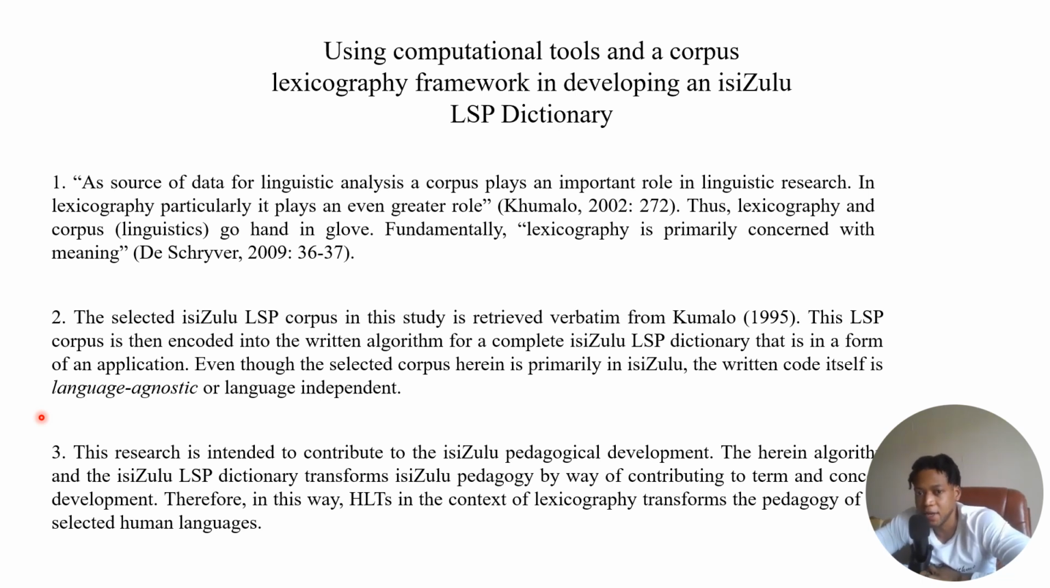So here we are using a corpus-based model to develop the herein proposed isiZulu LSP dictionary. The word LSP basically stands for language for specific purposes. So the dictionary that we're proposing is for specific terms, which are linguistic and literature terms of both isiZulu and English. We've used a selected corpus of linguistic and literature terms to extract the head words which were included in this isiZulu LSP dictionary.